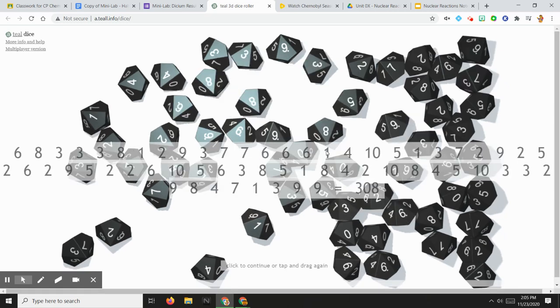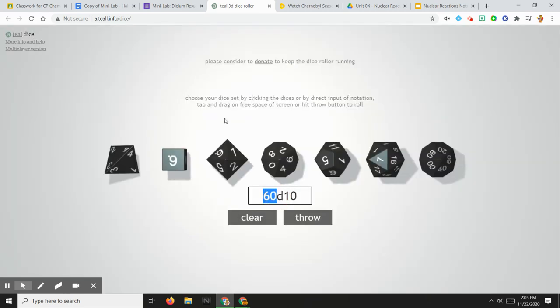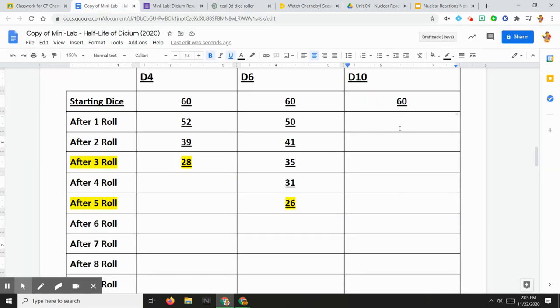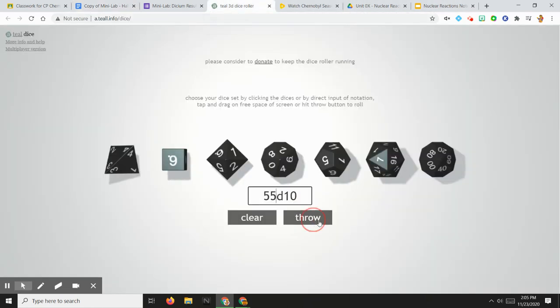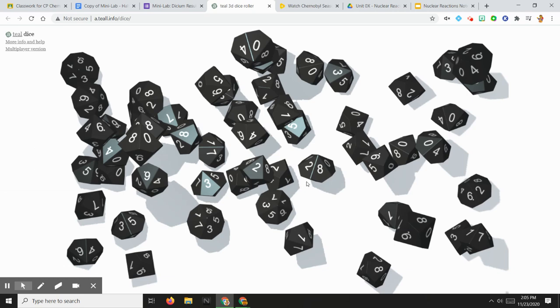So 1, 2, 3, 4, 5. 5 dice rolled ones. So now I have 55 remaining, and I'm going to record that. After 1 roll, 55 remain. Okay, it should hopefully go quicker every time I roll as I'm eliminating more and more dice.